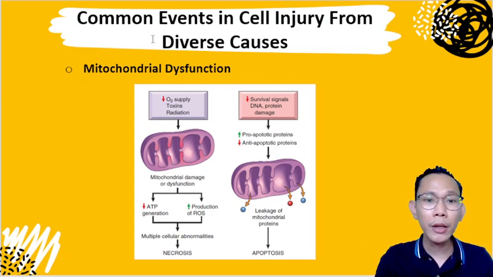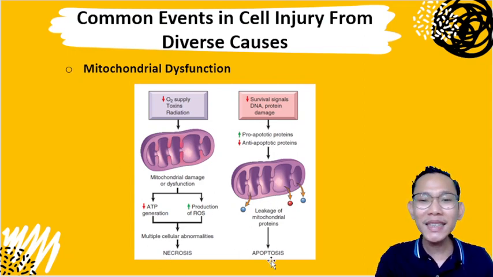So we talk about your mitochondrial dysfunction. This is a common event. Remember, mitochondrial dysfunction, pwedeng magkaroon ng necrosis or apoptosis. Kasi pag sa necrosis, pag mababa ay yung oxygen, toxin or radiation, magkakaroon tayo ng mitochondrial damage, bababa ang energy, tataas ang ROS, and can cause cellular abnormalities. And this is actually your necrosis. So we discussed this one a while ago.